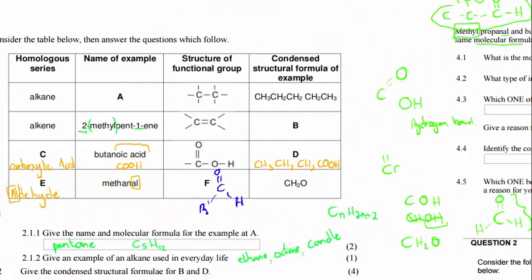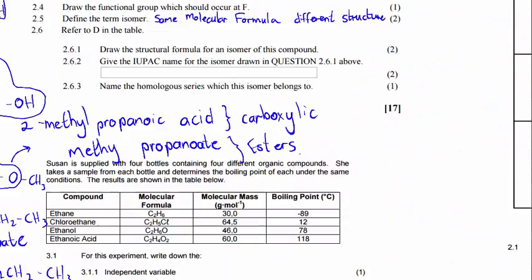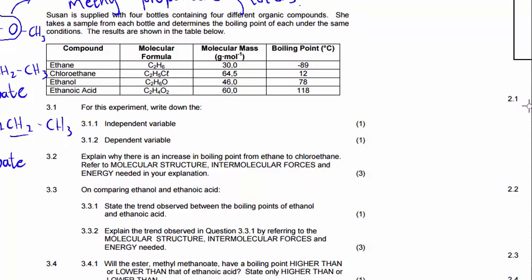Let's then just do a few more exam questions, similar to what you'll find in the exam. Susan is supplied with 4 bottles containing 4 different organic compounds. She takes a sample from each bottle and determines the boiling point of each under the same conditions. The results are shown below. So she determines the boiling points of these things. These are the boiling points. And now they ask for questions related to this experiment.